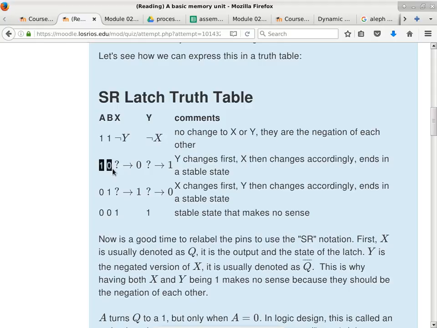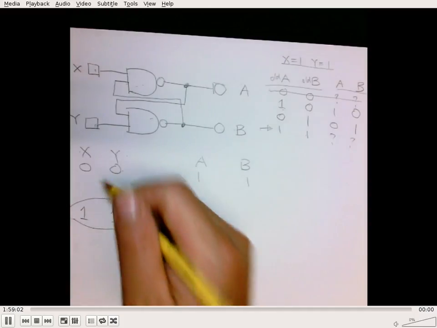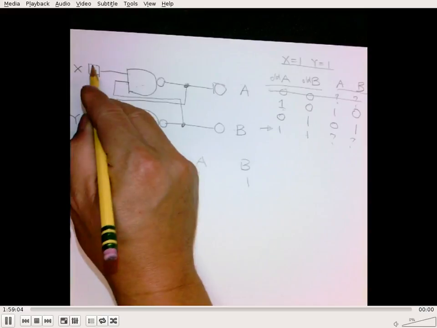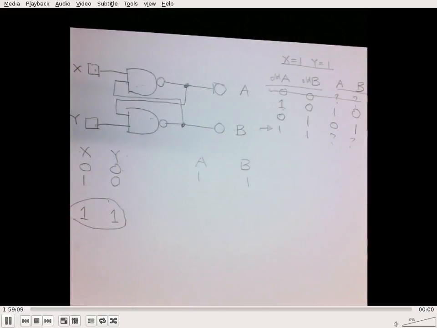If A is a 1 and B is a 0, which in our hand-drawn picture, the X and the Y's are opposite to the AB's, so this is just the inputs. So this will change the state, okay? In other words, going back to this circuit here, if I fill in this table, if X is 1 and Y is 0 over here, that will basically determine A and B in a deterministic way. There's no race condition whatsoever in this case.